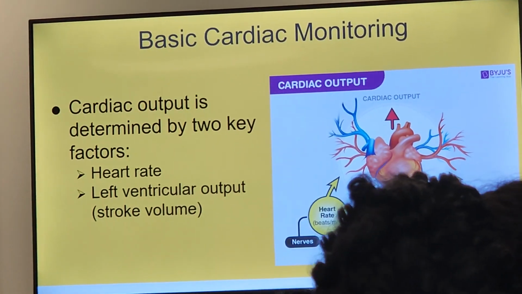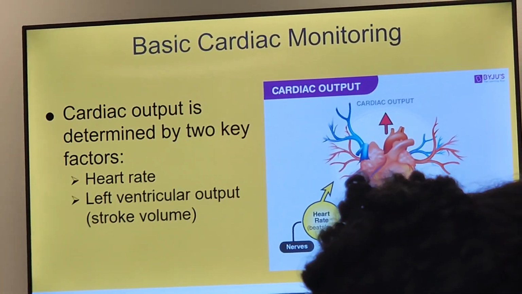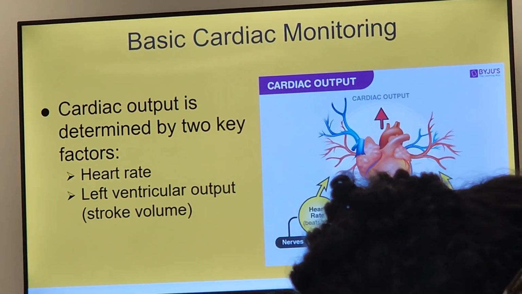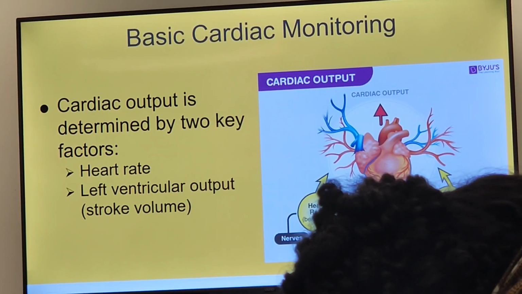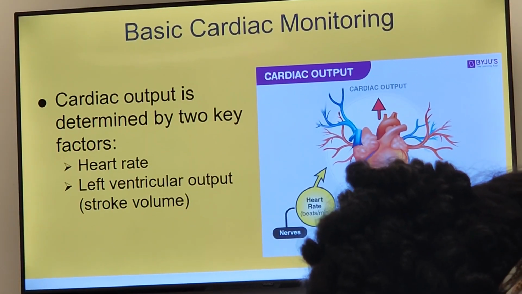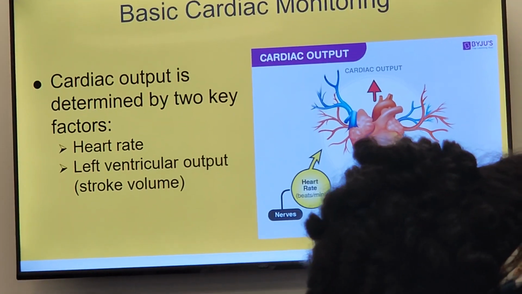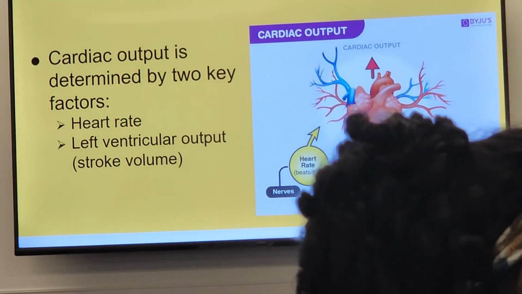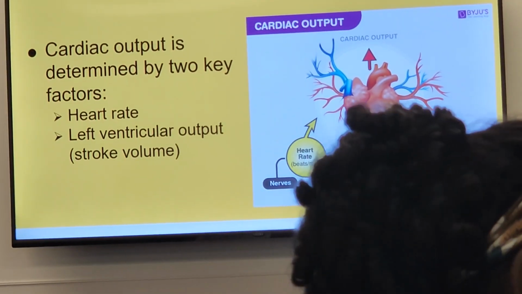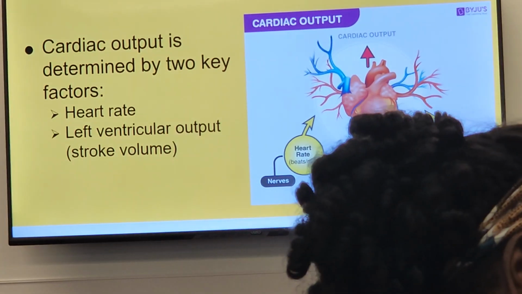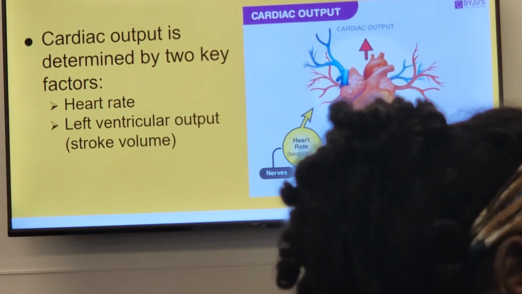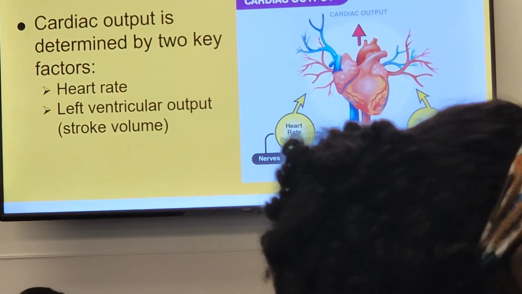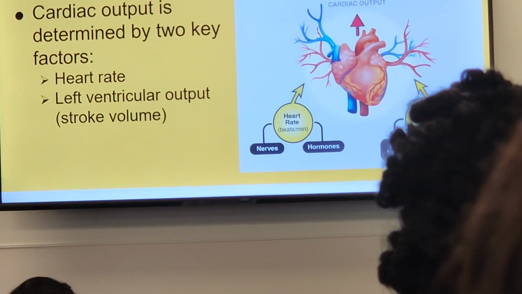Now, something they will ask is, what is cardiac output determined by? Well, we have two main key factors: the heart rate, and specifically the left ventricular output that we call the stroke volume. Please know these are the two main factors for cardiac output. They have asked this before in different formats. That's the output found in the left ventricle specifically. The two main factors of cardiac output are heart rate and left ventricular output.